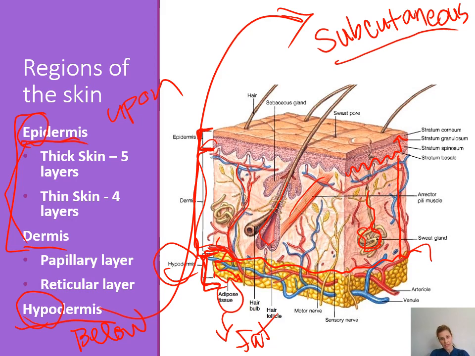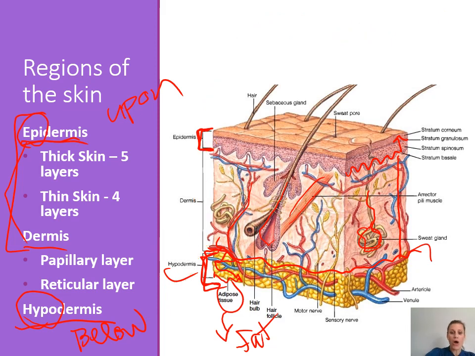They're injected into the hypodermis or into this subcutaneous region. So insulin, for example, is given subcutaneously. You inject it just beneath the skin into that fatty tissue of the hypodermis. Now, these large regions, right, the epidermis and the dermis, are further broken up into smaller layers.